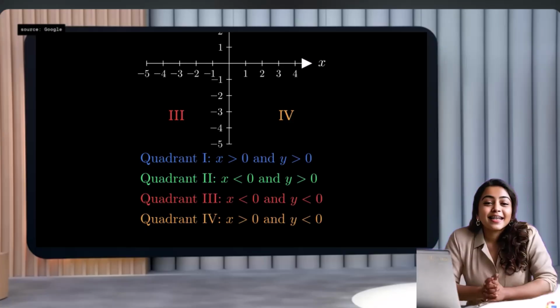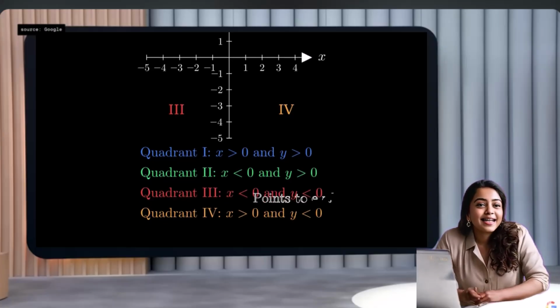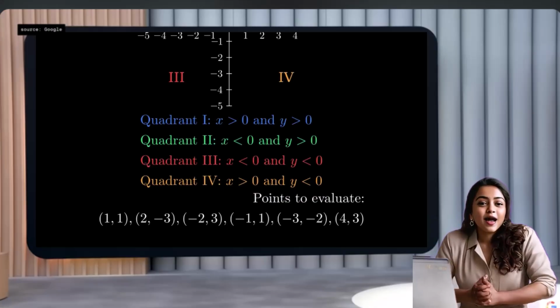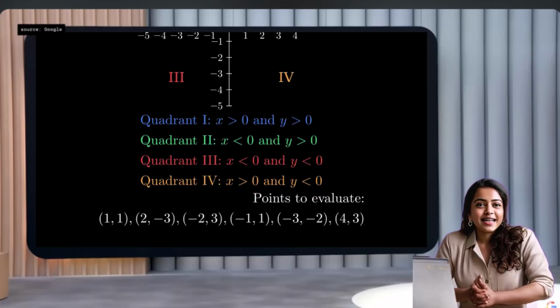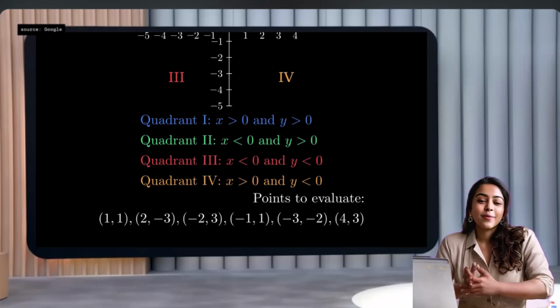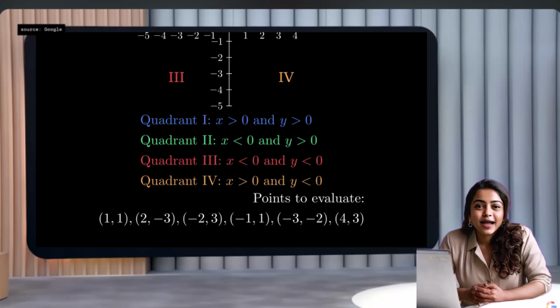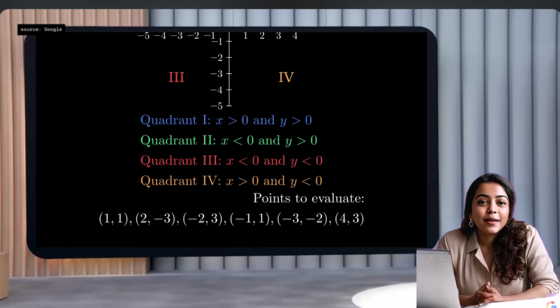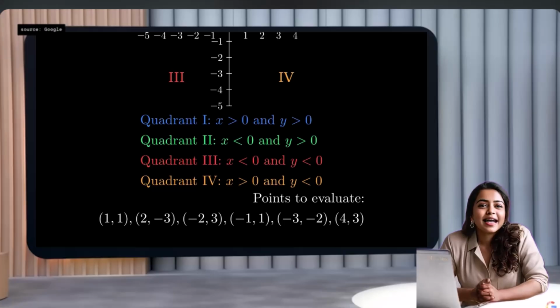Now, let's look at the given points we need to evaluate. We have 6 points to analyze: (1, 1), (2, -3), (-2, 3), (-1, 1), (-3, -2), and (4, 3). Our goal is to determine which of these points lie in quadrants 1 and 2. Let's examine each point one by one.